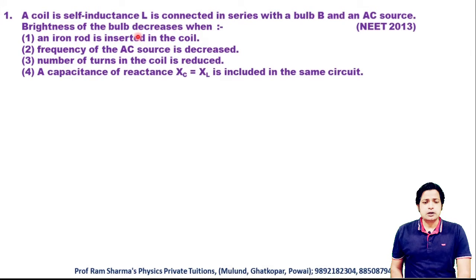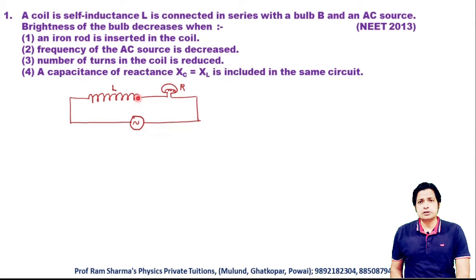So let us start. The very first question is, a coil having self inductance L is connected in series with a bulb B and an AC source. Brightness of the bulb decreases when? So we know that there is an inductor and there is a bulb. Of course, bulb means it is having some resistance. So there is an inductor and a bulb, both are connected in series. If I draw the situation, it would probably appear like this. There is a bulb and there is an inductor, and both are connected in series across an AC source.